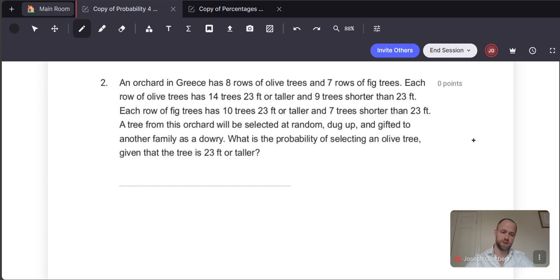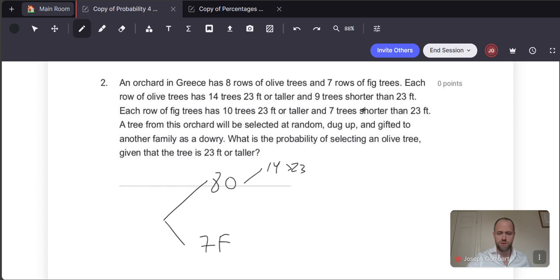Could you solve this question? It says an orchard in Greece has 8 rows of olive trees and 7 rows of fig trees. So I'm just going to write 8 olive and 7 fig. Each row of olive trees has 14 trees that are 23 feet or taller. So that's 14 that are bigger than 23.